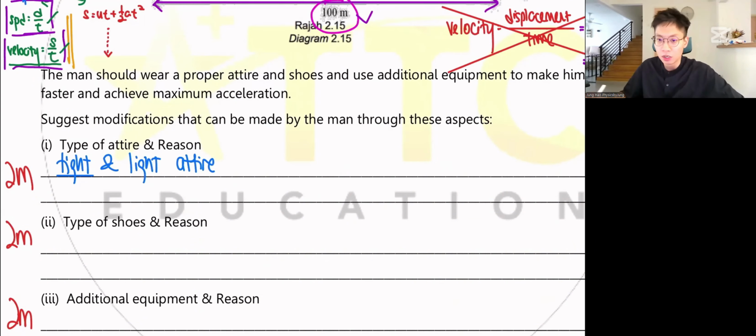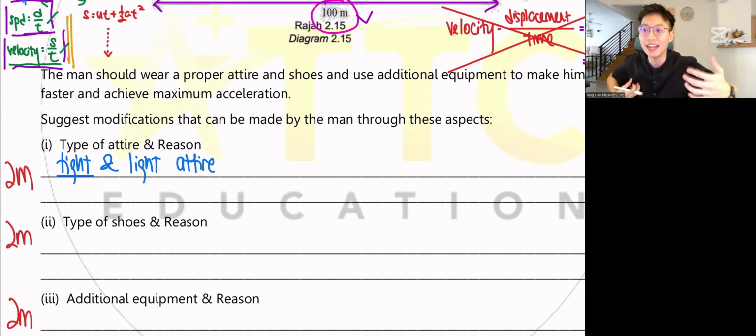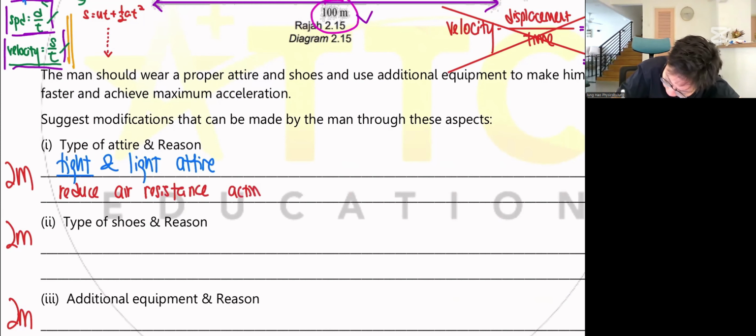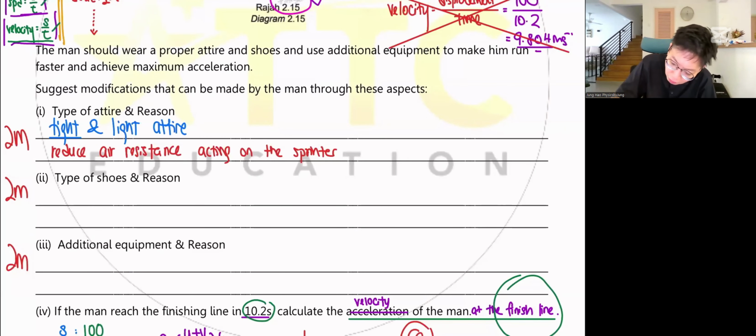Why? Because if you wear a very long shirt, a lot of air can enter the shirt, and it will add additional resistance. So a tight shirt will be able to reduce the air resistance acting on the sprinter. Also, light means lower mass, which means he can run faster, which is also a good thing. Then next, what about the type of shoes, guys?